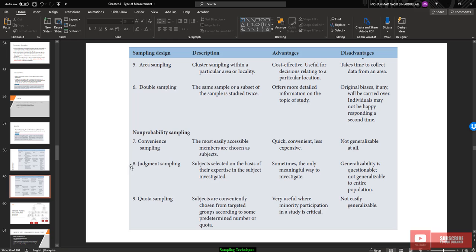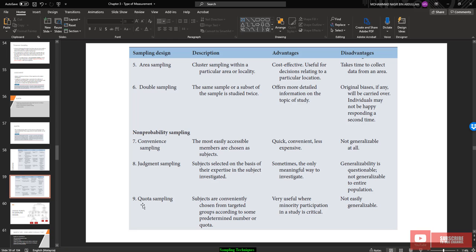Right? Judgment sampling techniques, subjects selected on the basis of their expertise in the subject investigated. Sometimes the only meaningful way to investigate. And the problem with judgment sampling techniques is that generalizability is questionable, not generalizable to the entire population. So this is the main disadvantage.